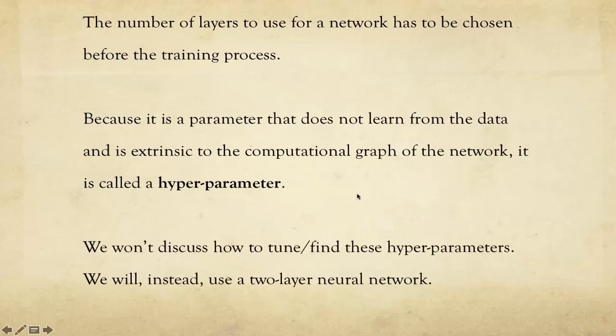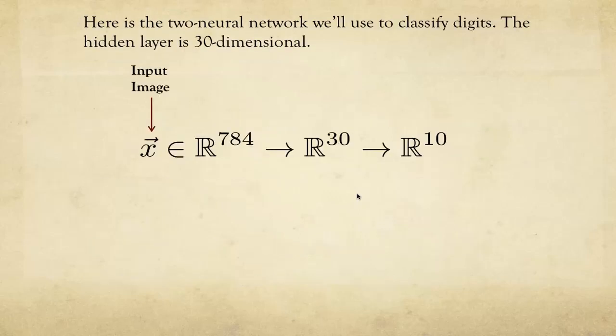Again, this is a basic course, so we won't discuss how to tune or find these hyperparameters. Instead, we're going to use a two-layer neural network. In fact, we talked about it in the first lecture, the two-layer network where we use a 30-dimensional hidden layer. Again, that's also a hyperparameter, but we're going to just use this algorithm and learn the math behind why this network actually works the way that it does to classify images. So we focus on the algorithm rather than some of the specifics of hyperparameter tuning.